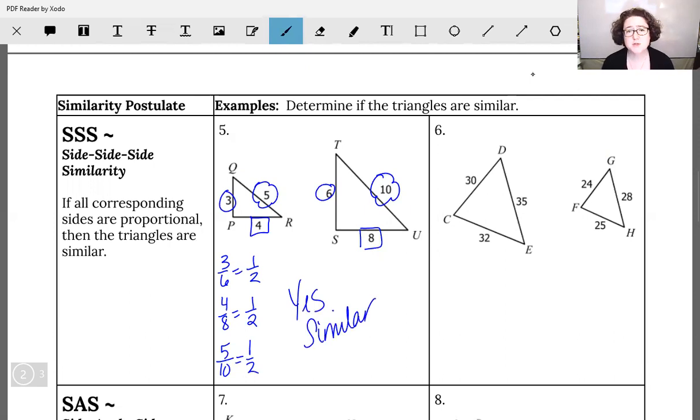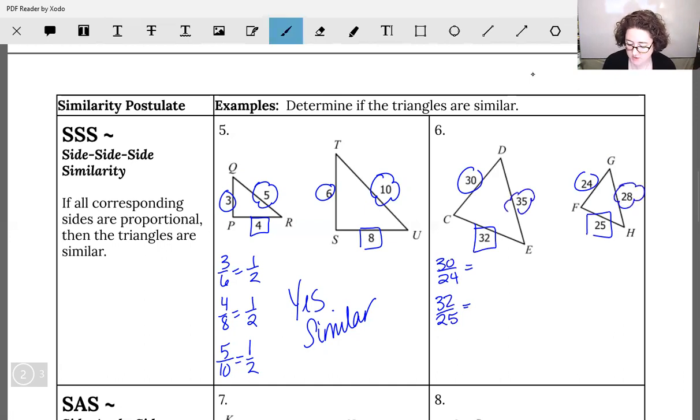Okay, so let's check that on number 6. These are values where I can't immediately see my ratio, so we need to test all 3 of them. Small to small, so we need to figure out 30 divided by 24. Medium to medium, 32 to 25. I'm always making sure I'm going in the same order, either big to small or small to big. Whatever order you pick, be consistent through the whole problem. And we have 35 and 28.